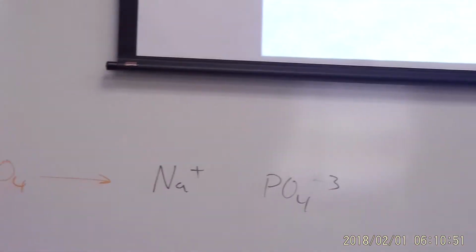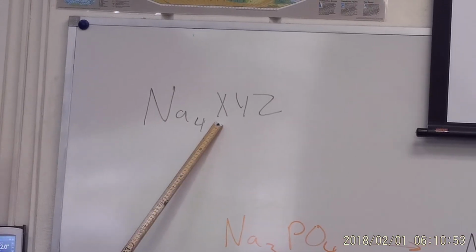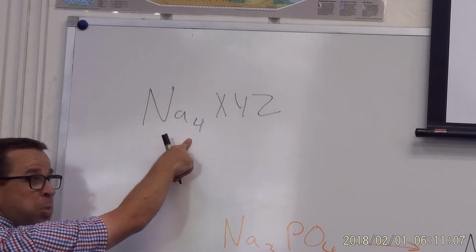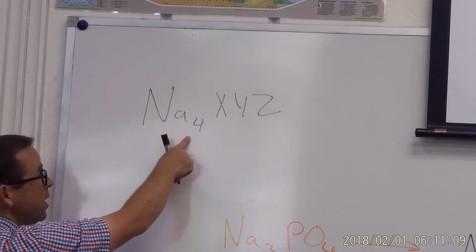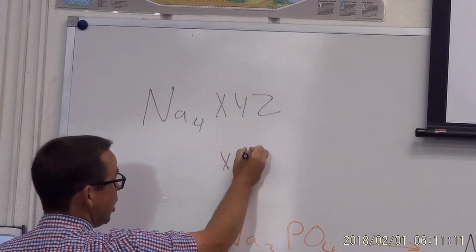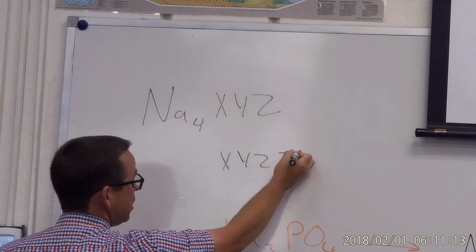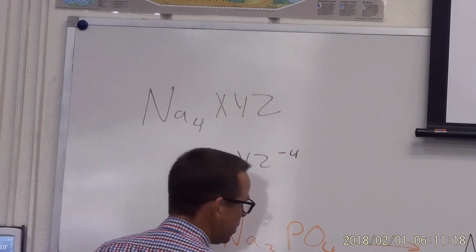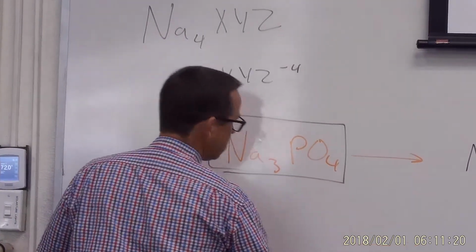3 minus. How about this one up here? What's the charge on the XYZ here? Is that one on our polyatomic ion chart? No. But is there any other way we could know? Yeah, sodium is a +1. So if there's 4 necessary, that must mean that XYZ is what? -4, right?